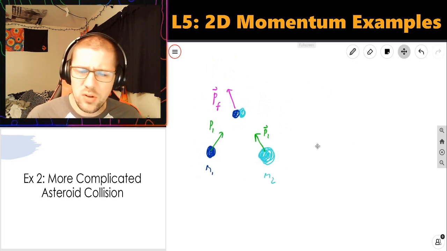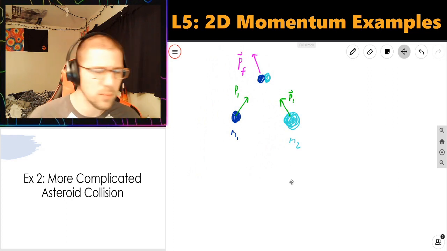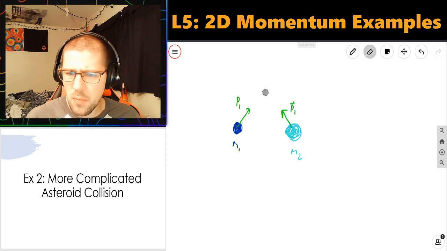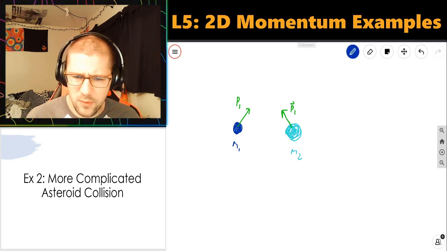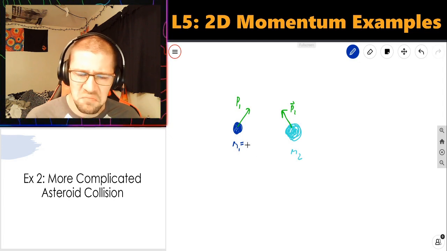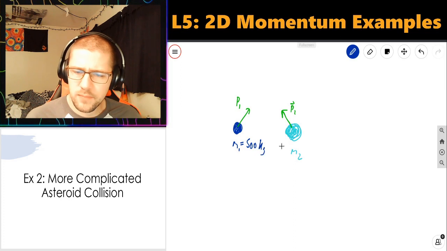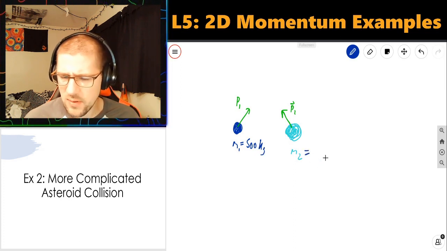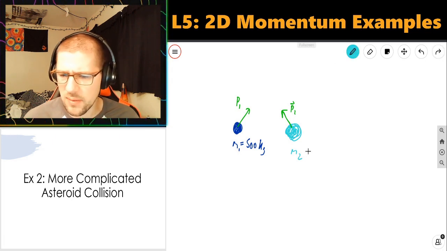So what I'm going to do is set up some numbers. We'll say that the mass of the first asteroid, we'll call it 500 kilograms. And asteroid 2, it kind of looks bigger, so let's call it 1500 kilograms. Let's say it's 3 times as big.